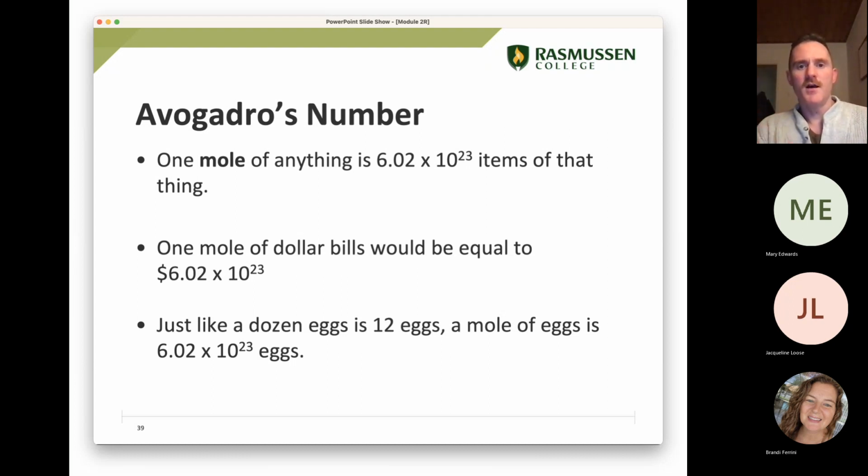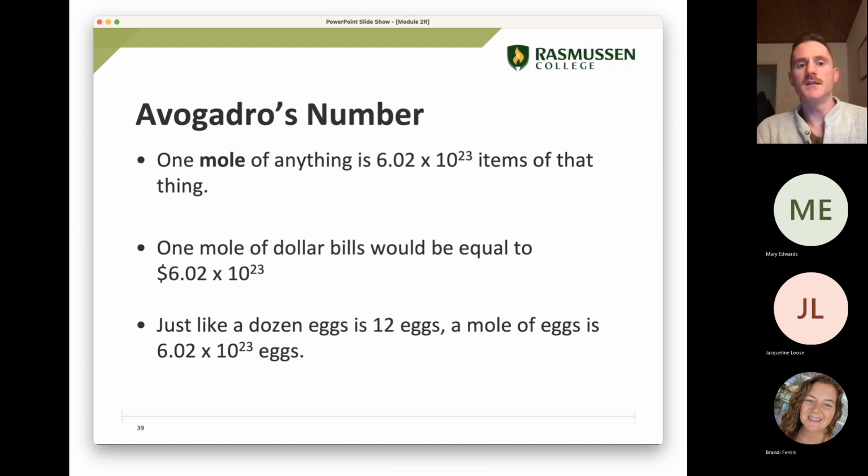Hopefully that makes sense. Hopefully the 10 to the 23 doesn't freak you out or anything. It's a really, really big number, but we represent it as just one of something because it's easy to work with, right? And the reason we use 6.02 times 10 to the 23, we'll get to later, but just understand 1 mole of anything is 6.02 times 10 to the 23 of that thing.